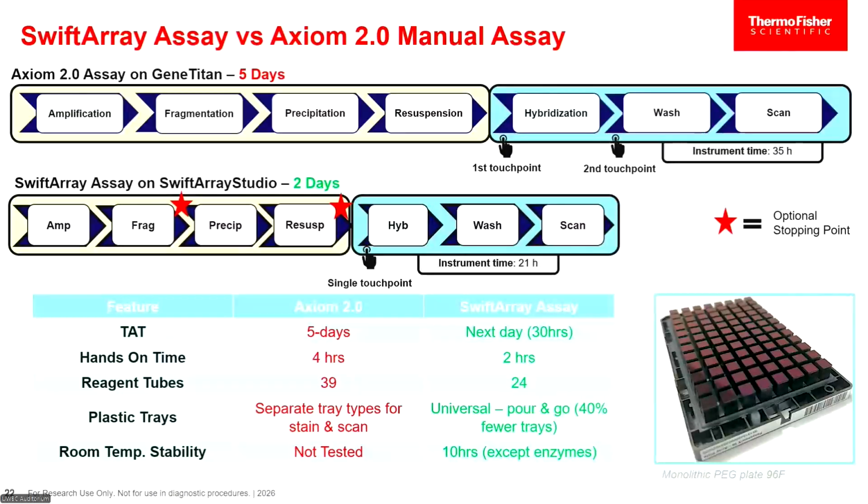So we looked at the instruments. Here's a side-by-side comparison of Axiom 2.0, so kind of the yesteryear of Axiom arrays, and then what we're proud of here, calling the Swift array assay. The way that we were able to do a lot of this condensing is a lot of internal work, a lot of feedback from customers, and really a lot of science. And so this is essentially where we have taken that 3 to 5 day workflow and shrunk it down to 30 hours. A big selling point and value proposition we bring forth is the hands-on time reduction, right? So you take that, reduce that by about 50%.